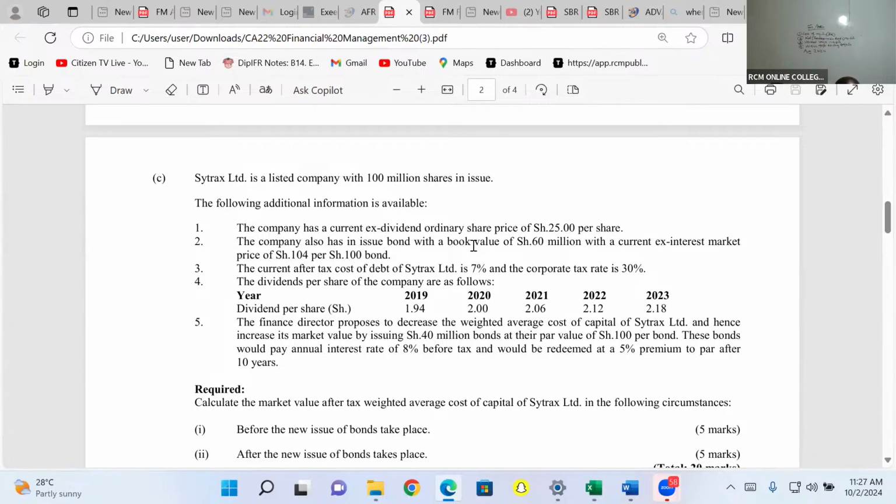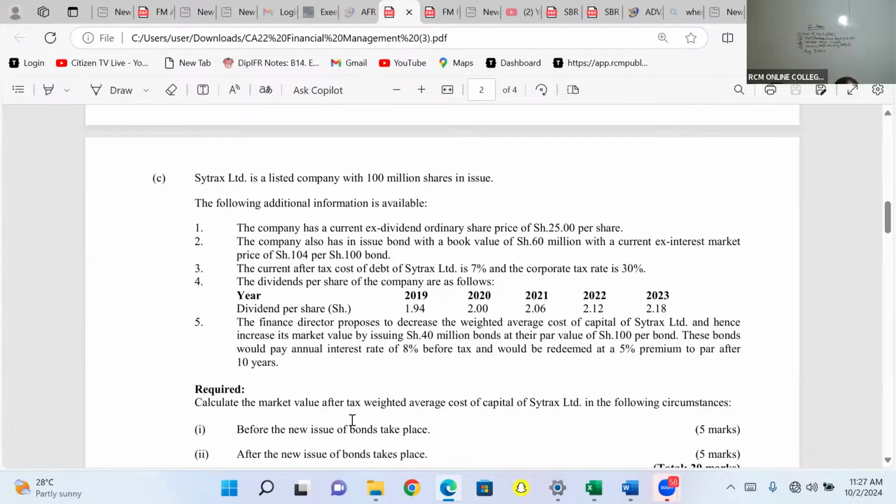Note 4, the dividends per share of the company are as follows. You can see the years, 2019 to 2023, and we can see dividends per share there. Note number 5, the finance director proposes to decrease the gearing of Co Limited and hence increase its market value by issuing shillings 40 million bonds at their par value of 100 per bond. These bonds will pay an annual interest rate of 8% before tax and will be redeemed at a 5% premium to par after 10 years.